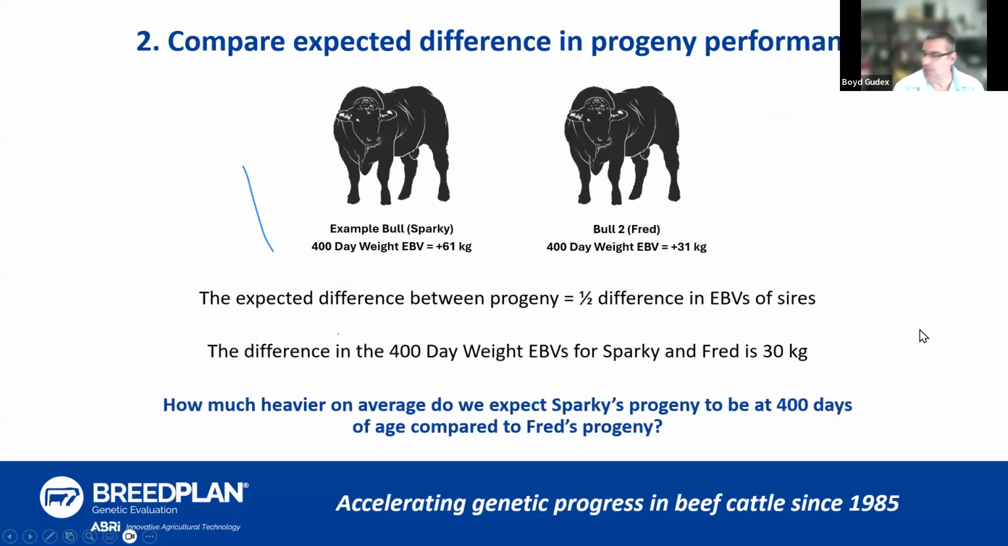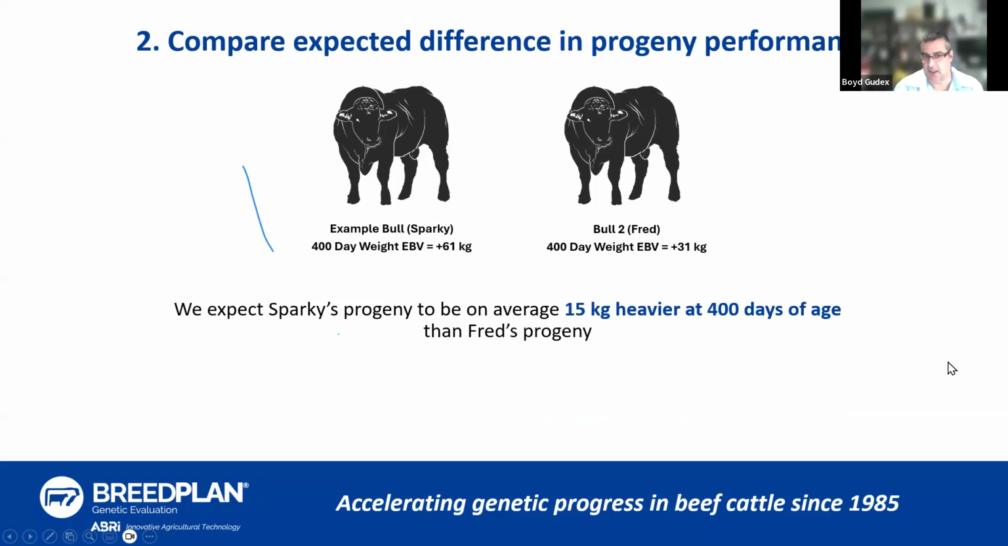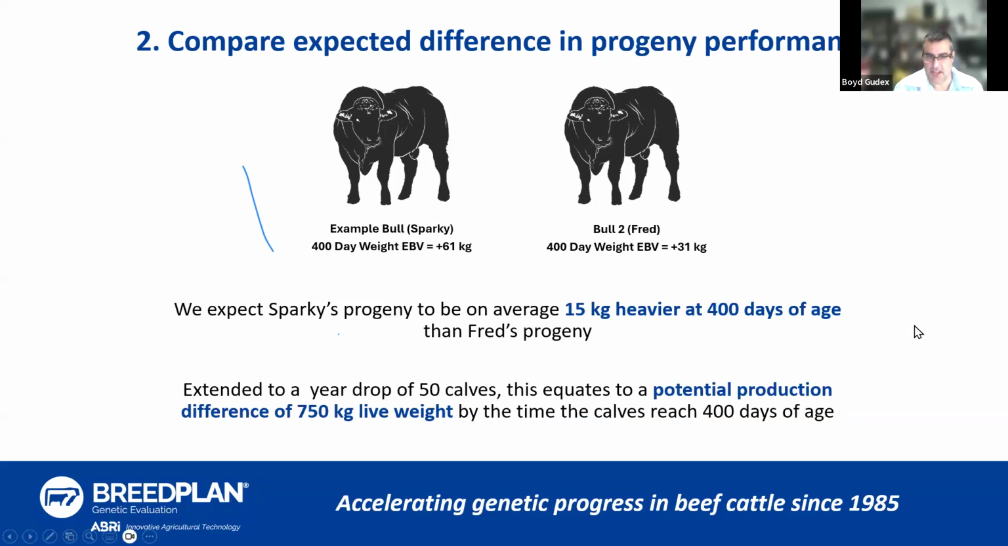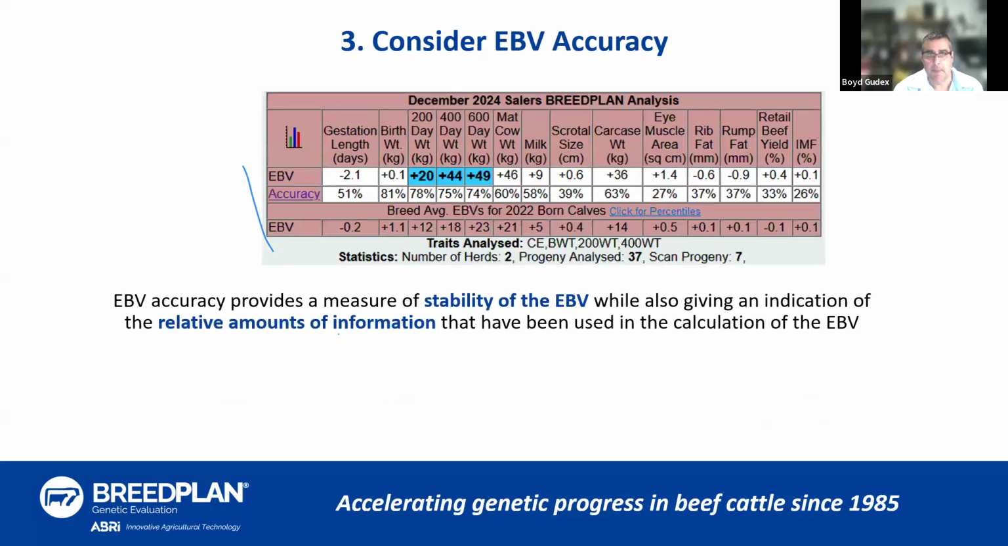And so I've probably really just given away what the question is. How much heavier on average do we expect Sparky's progeny to be at 400 days compared to Fred's progeny? The difference would be 15 kilos. So on average, Sparky's progeny would be 15 kilos heavier than Fred's progeny. Extended to a year's drop of, say, 50 calves, this might be a potential production difference of 750 kilos of live weight, which is obviously quite nice to have in your pocket for your farms.